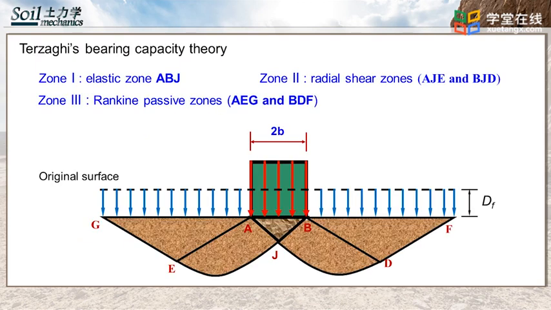The failure mechanism assumed by Terzaghi for determining the ultimate soil bearing capacity for a rough strip footing located at the depth of dF measured from the ground surface is shown in the figure. Terzaghi divided the shear failure area into three zones. The soil wedge below the footing is zone 1, ABJ, which is an elastic zone. Zones marked 2, AJE and BJD, are the radial shear zones, and zones marked 3 are the Rankine passive zones. The rupture lines JD and JE are arcs of a logarithmic spiral, and DF and EG are straight lines.